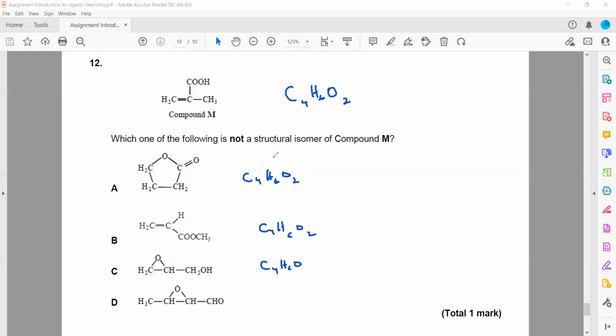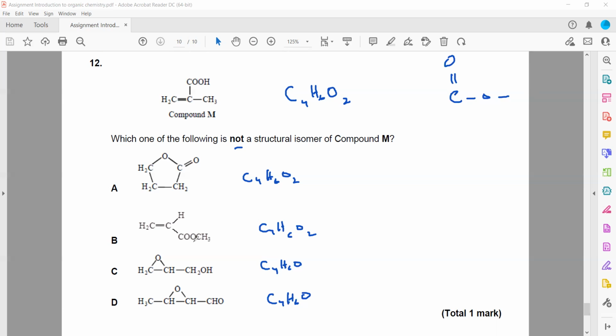They all will have the same molecular formula, but we have to find which of the following is not a structural isomer. So when you check for this one, 1, 2, 3, 4, C4 are there, and H 3, 4, 5, and 6, and O2. So they all have the same molecular formula, but how can we identify? So this compound, see about this one. This is a carboxylic acid. There is a group of C double bonded with O and O.